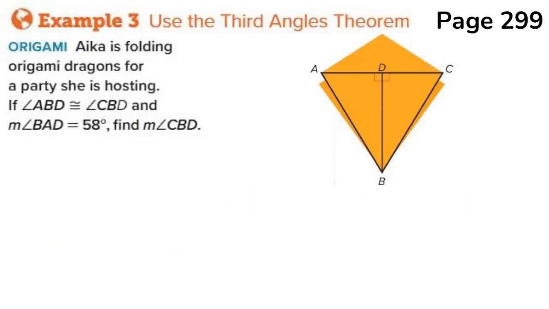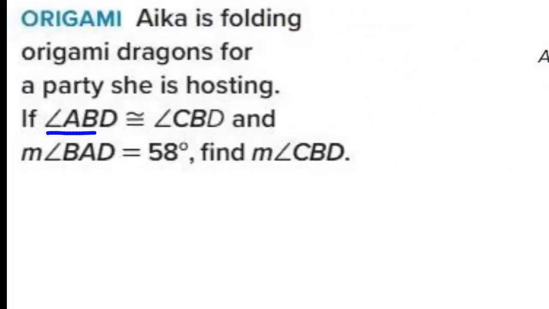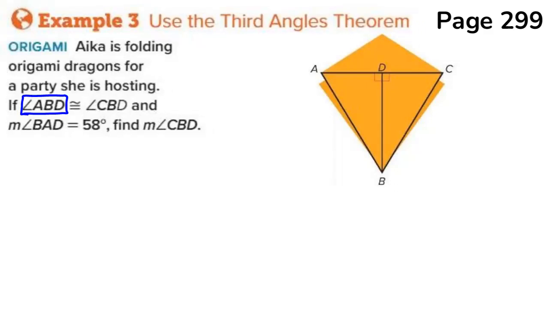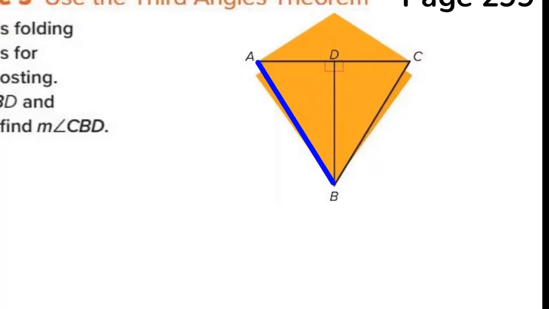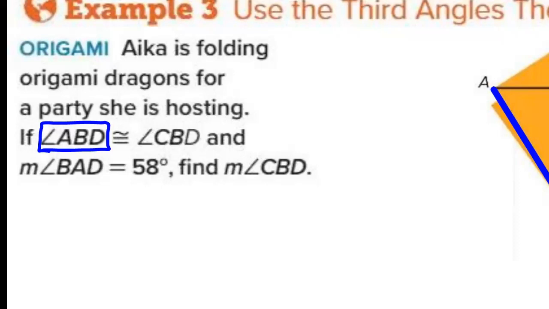And it tells me that the measurement of angle ABD, let's go find angle ABD. Start at A, go to B, and then down to D. That angle right there is congruent to angle CBD.